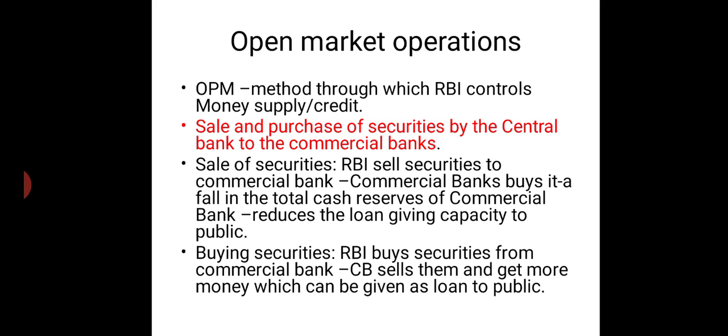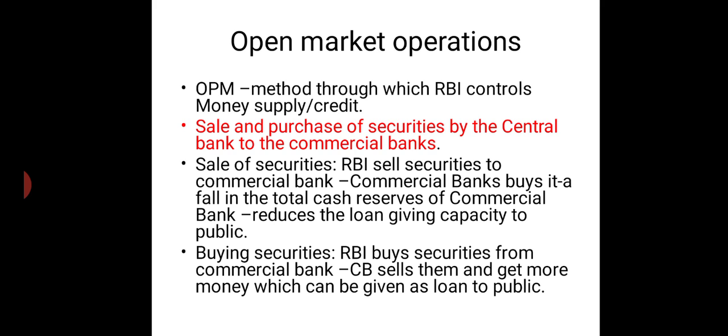This is the condition when there is excess money supply in the economy, or inflation in the economy, and RBI has to reduce it. So sale of securities happens when money supply is more in the economy and RBI is trying to reduce it. Buying securities happens when there is a deflation situation and money has to be instilled into the economy. RBI will buy the securities from commercial banks.